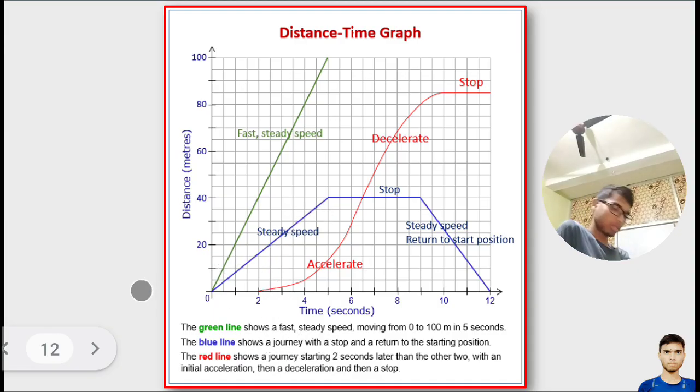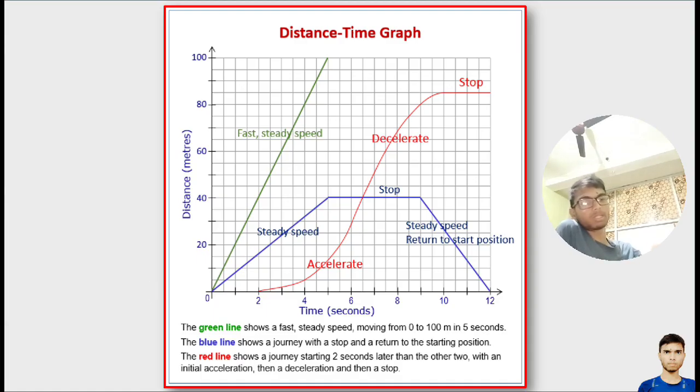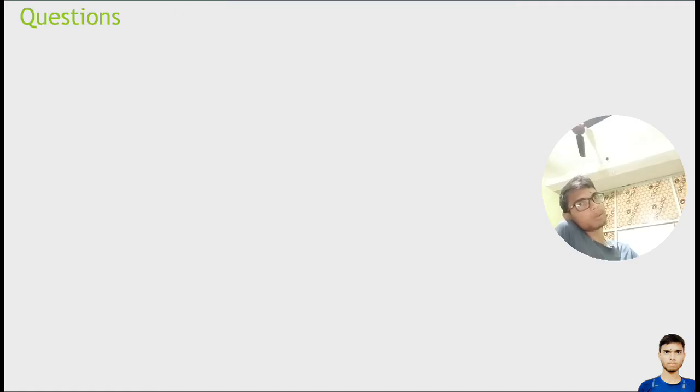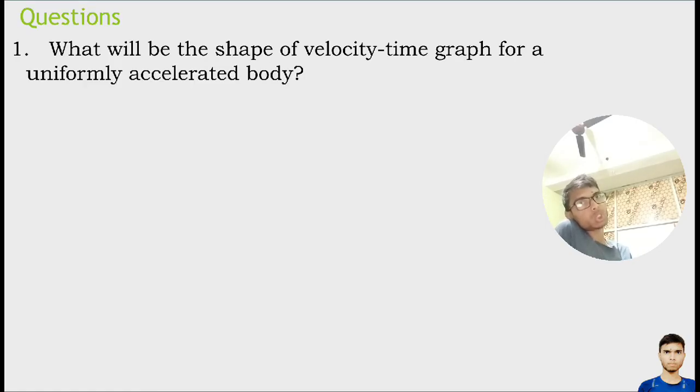In our language, we have understood this graph. Now we are able to move towards the next question. What will be the shape of a velocity time graph for a uniformly accelerated body? When it comes to uniform, then of course, not shape, slope. It will look like this. And the shape would be like this.